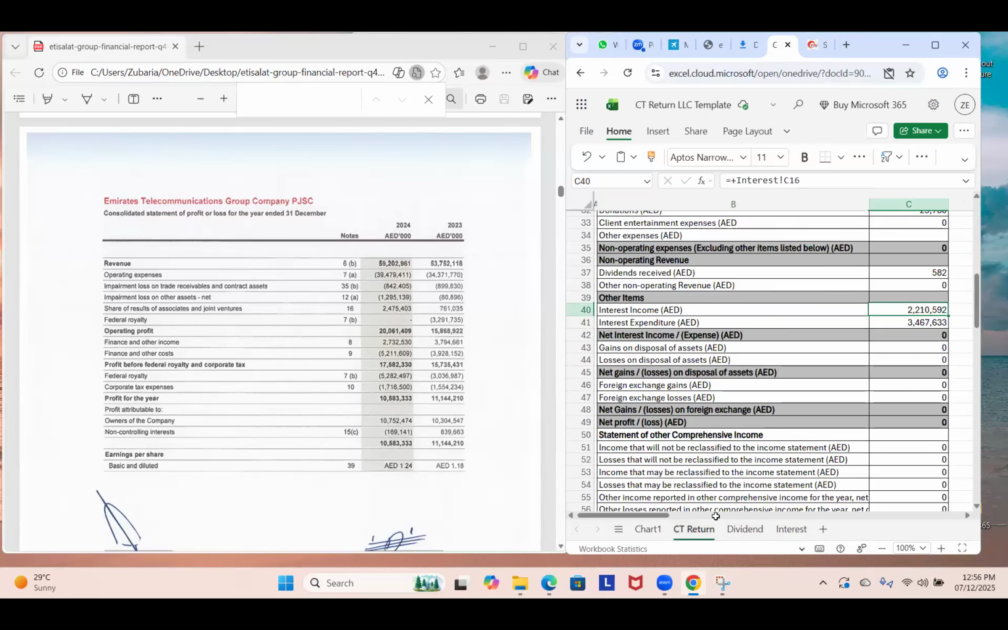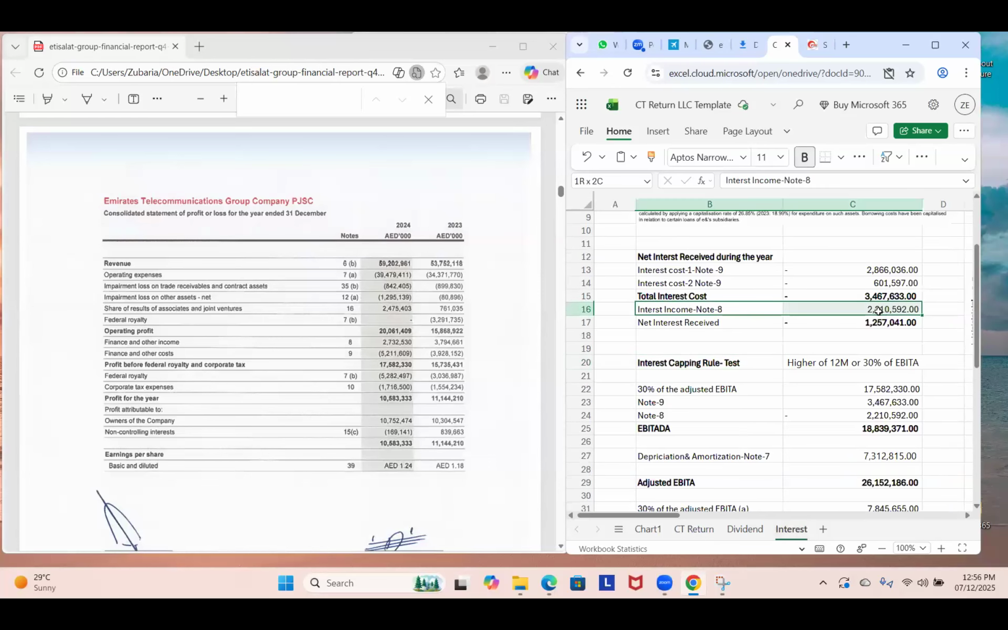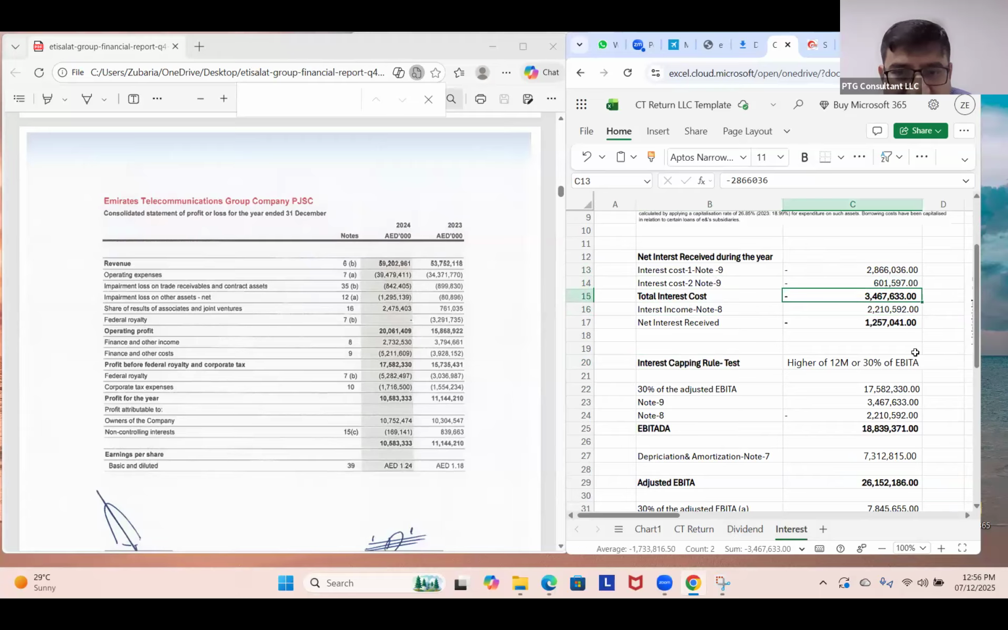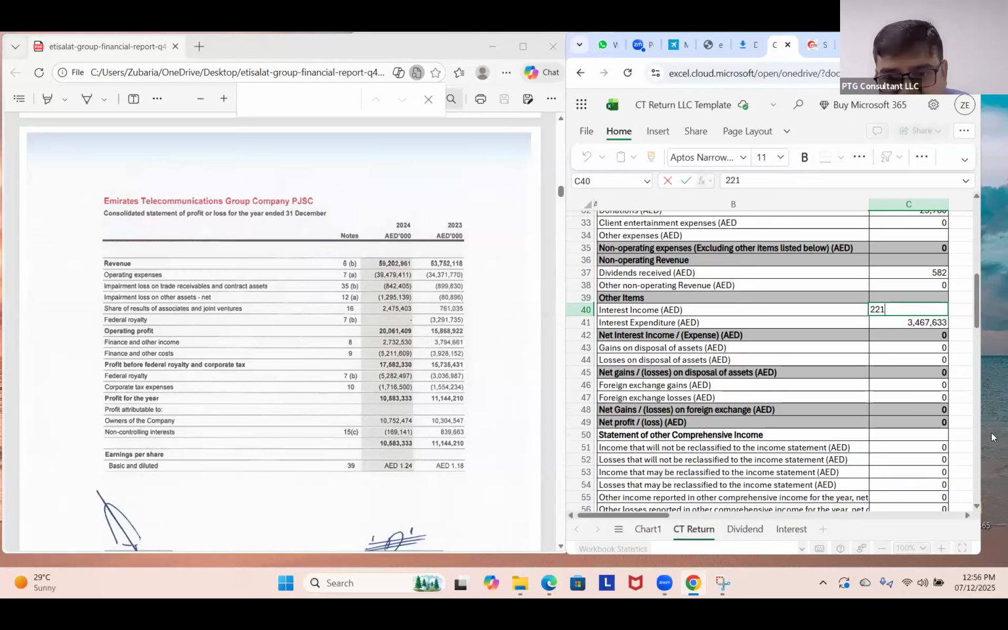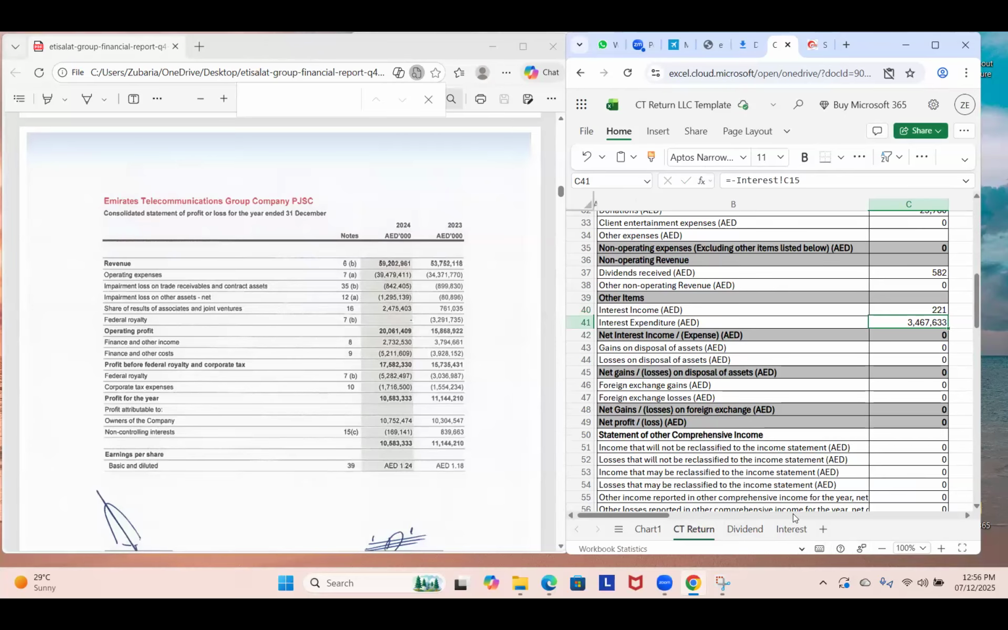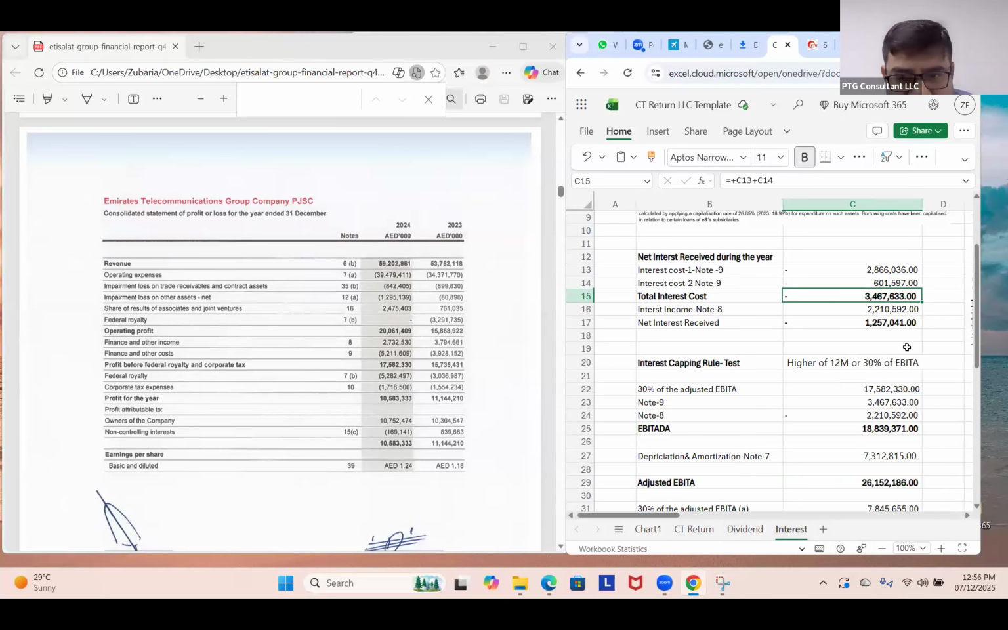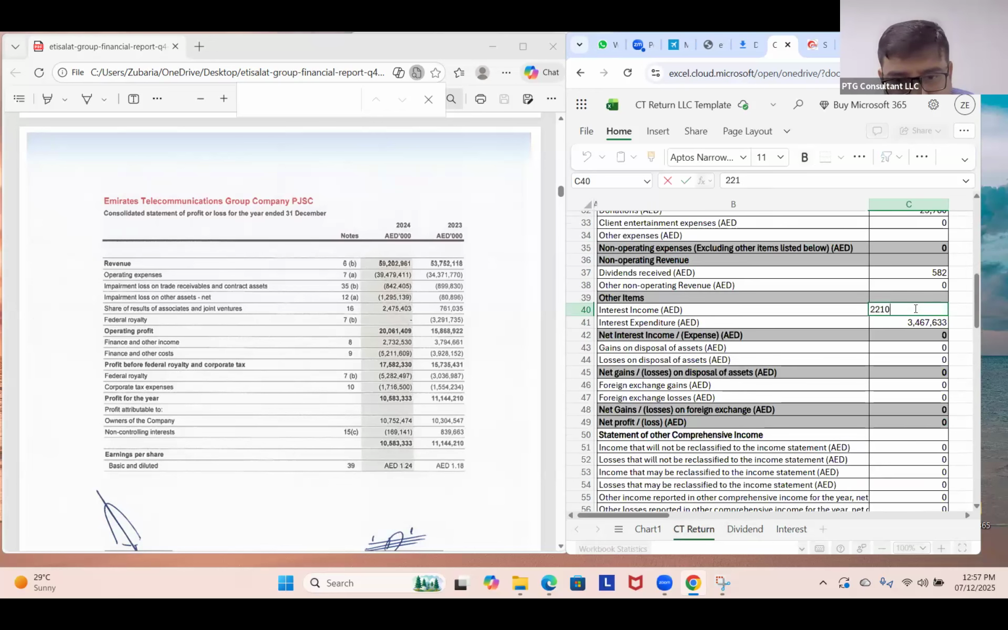Interest income is 2.2, which we have taken from the note. So 2.2, and interest cost. Here we will not write the complete figure because there is a round off to the thousand. Should I write double two one? Let's check what it is. 2210 is the interest income, and then 3467.